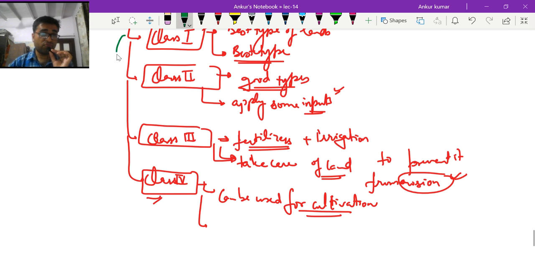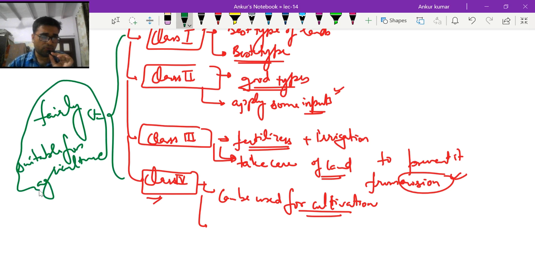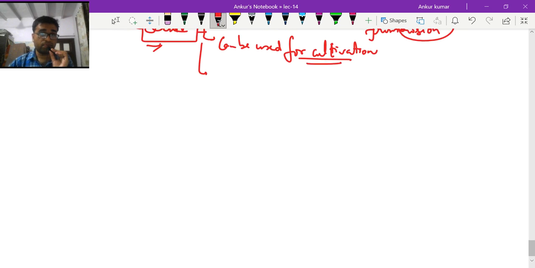So the first four categories, class 1, class 2, class 3, and class 4 of land, are fairly stable and fairly suitable for agriculture. The second broad category starts from class 5 and goes to class 8.